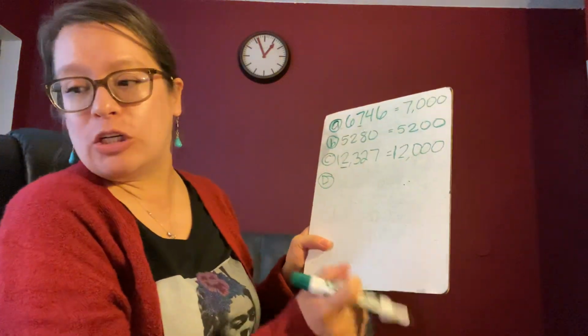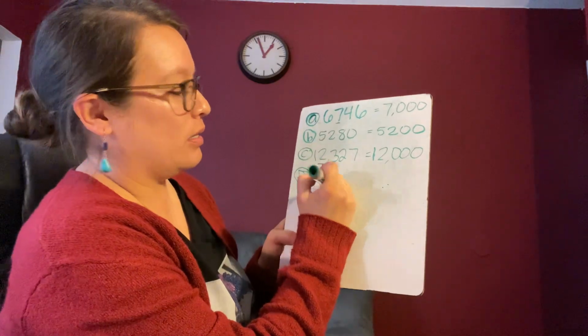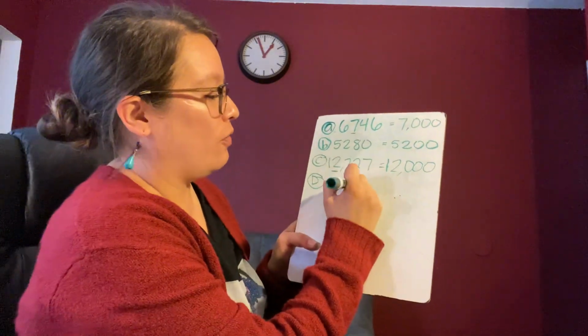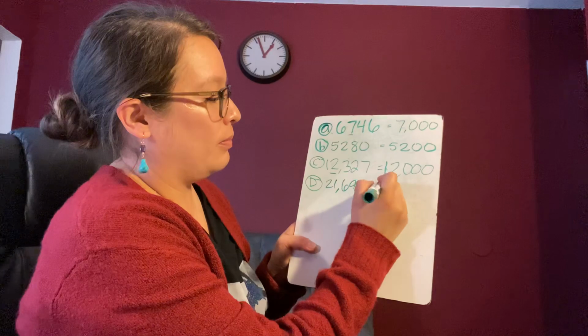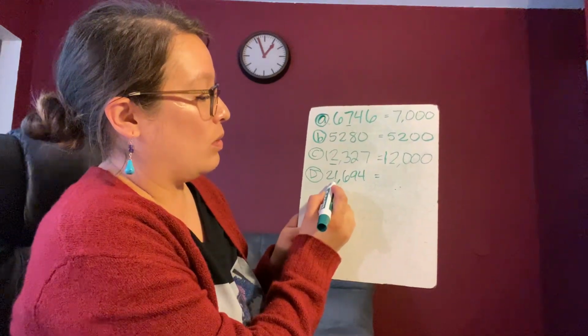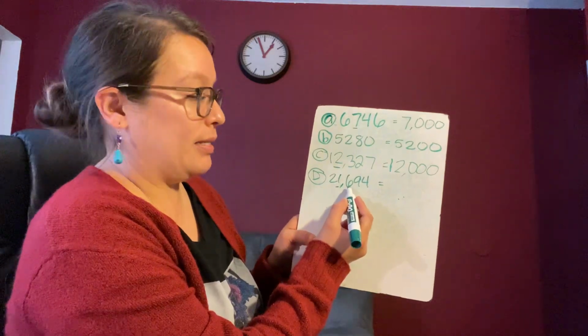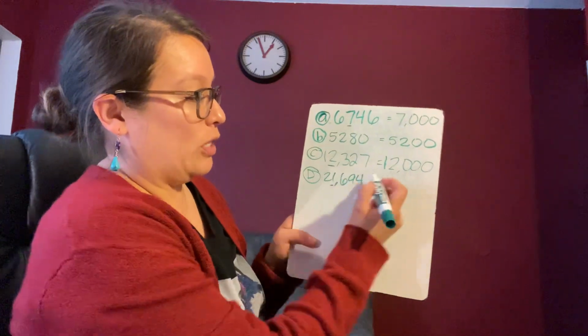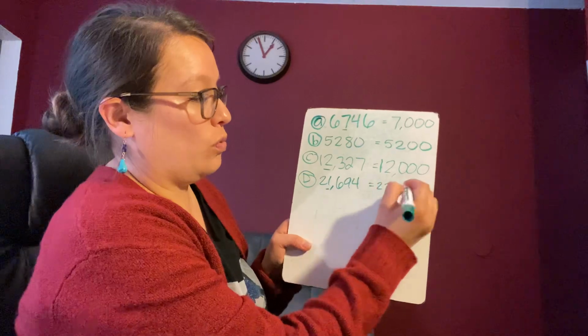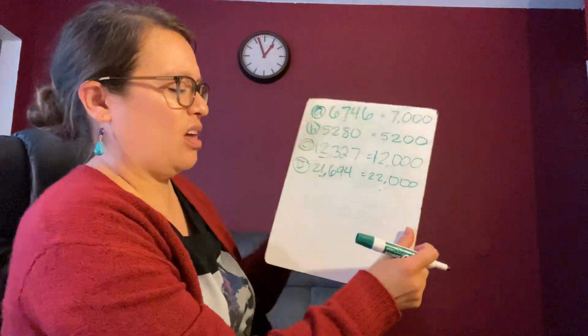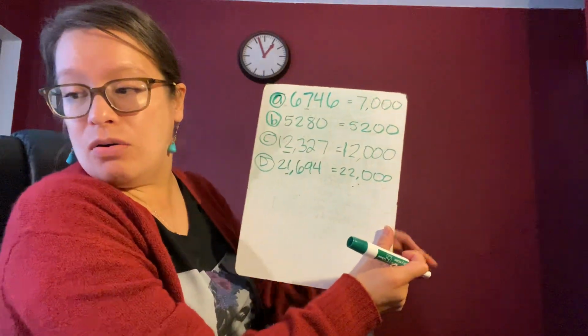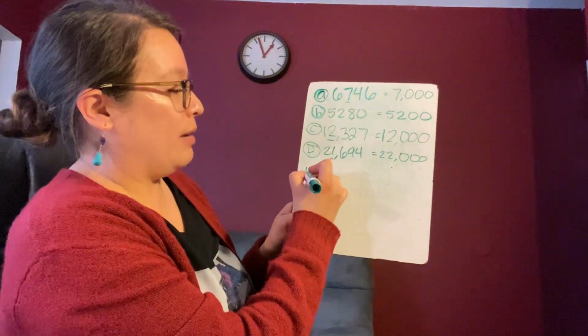All right, next one, 21,694. Here's my thousands, but I look at this one here. It's a 6. That means that this needs to go up to the next one, which would be 22, and then all of them turn into zeros. It's hurting my hand.